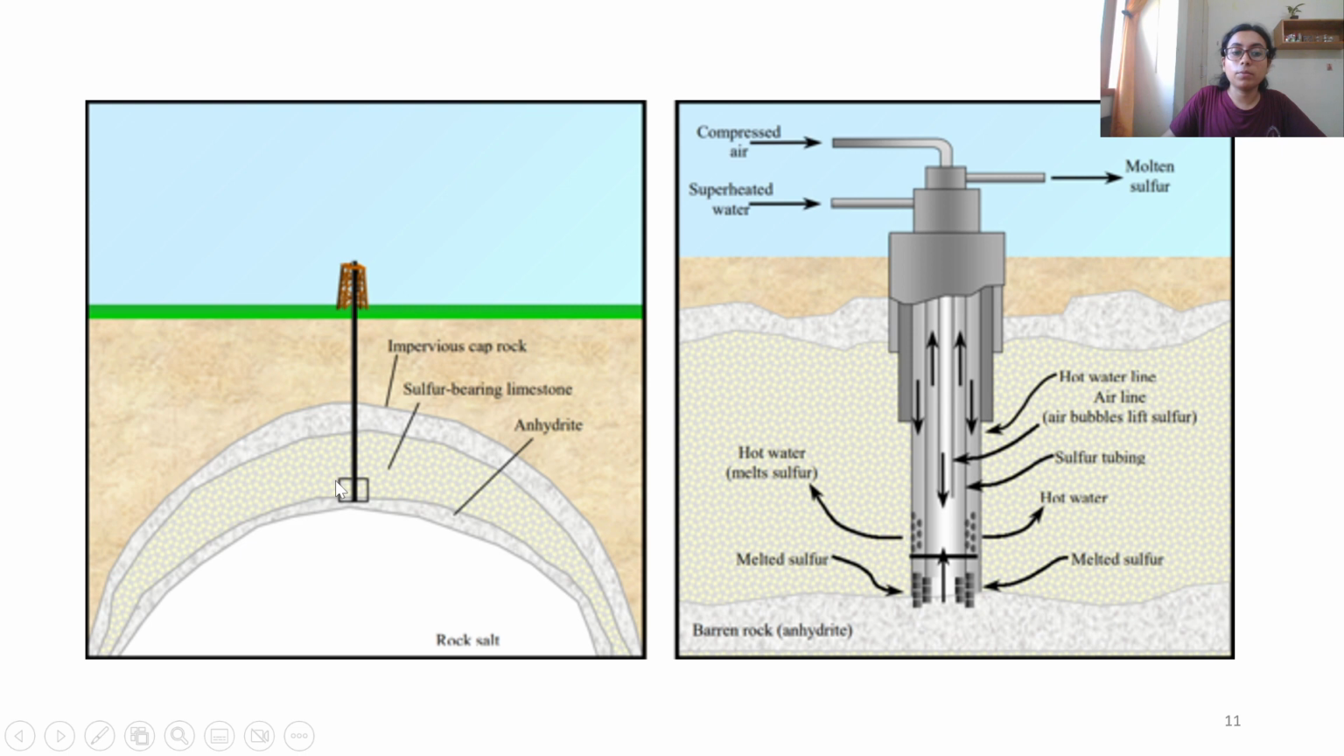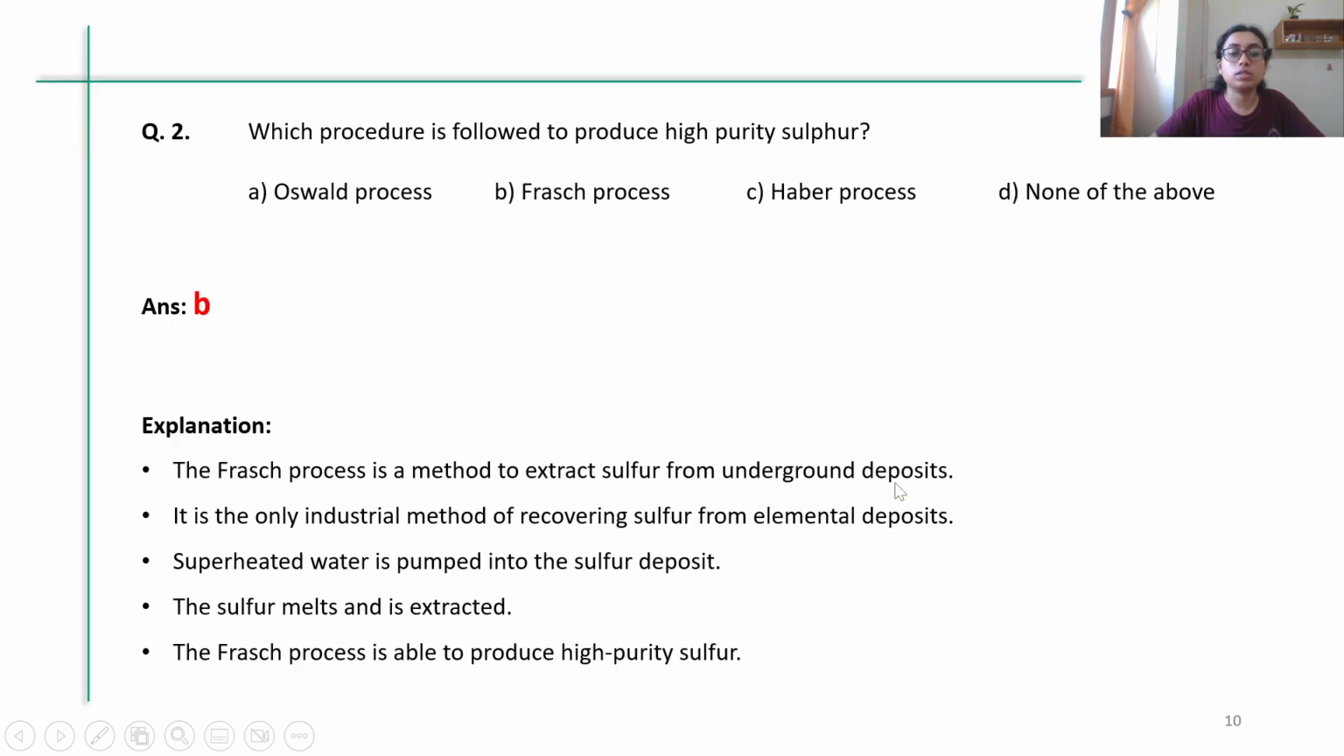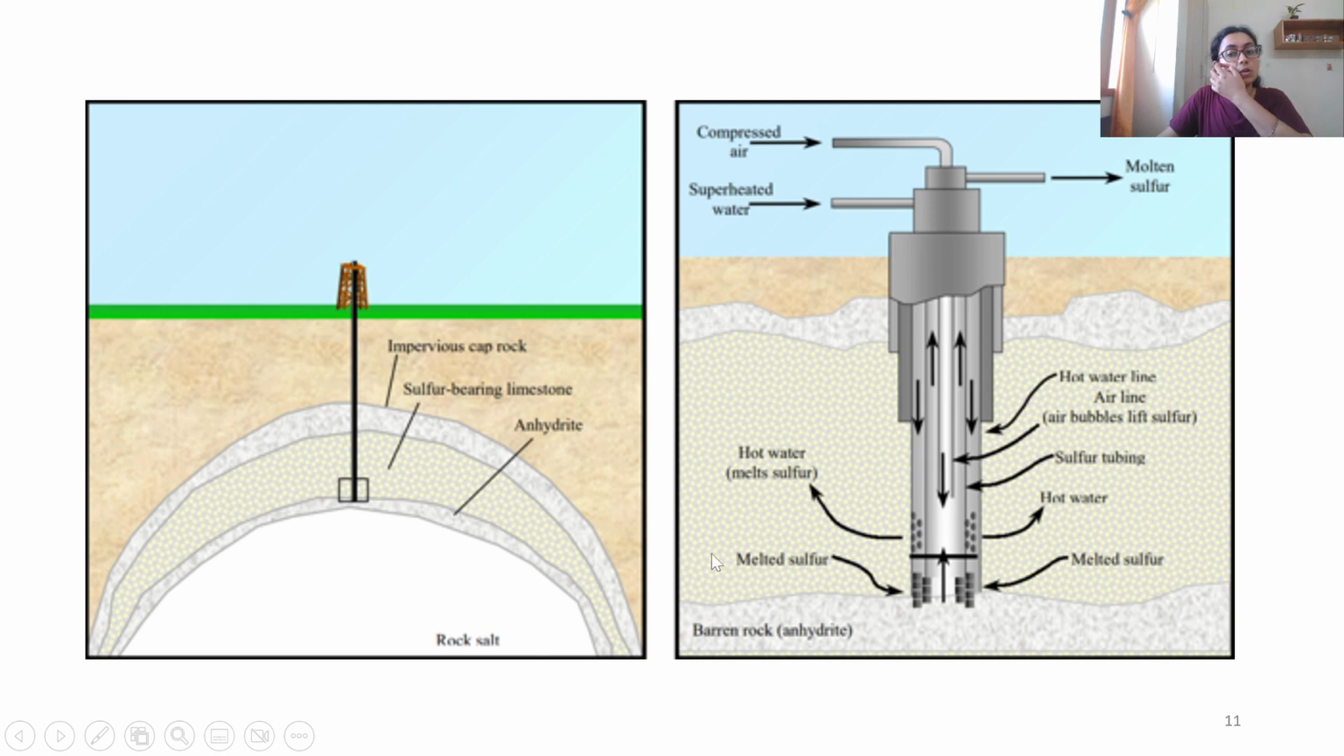Then how we will extract sulfur from here? One channel has been made where three tubes have been inserted. The construction of this machine consists of three concentric tubes, all having the same center. This is the outermost tube, this is the middle tube, and this is the innermost tube. Through the outermost tube, superheated water is pumped into the sulfur deposit, and then the sulfur melts and becomes liquid. It will then be uplifted. And this Frasch process is able to produce high purity sulfur also. So how does it work?